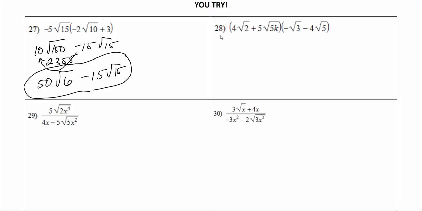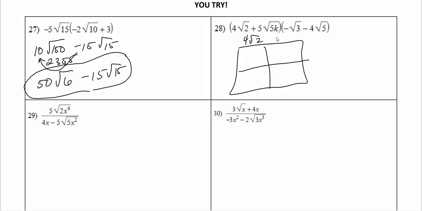This one here, number 28. They're not conjugates, so you either need to do a box or FOIL or something, however you need to do it. I don't know if you can make up some math to get the right answer. I guess that's fine as well. This is negative root 3, and then this is a -4 root 5. So here we go. This is -4 root 6. This is going to be a -5 root 15k. This is -16 root 10.